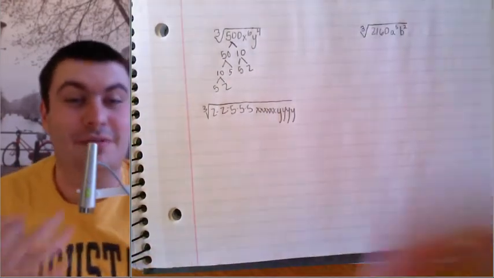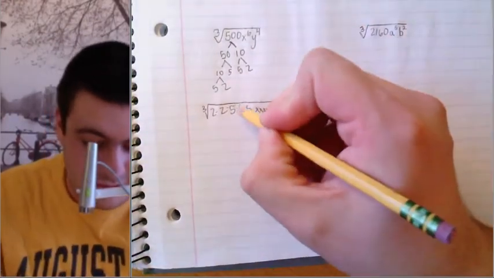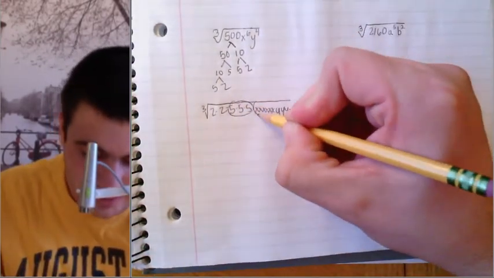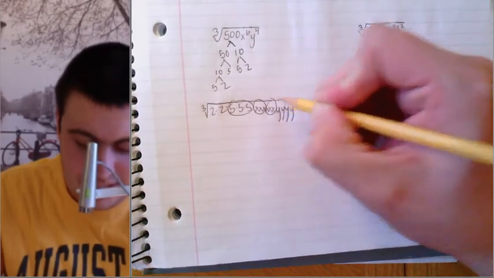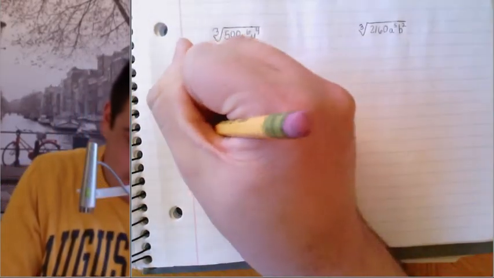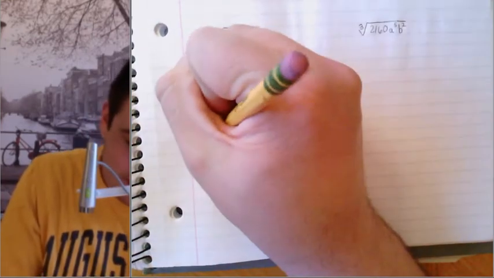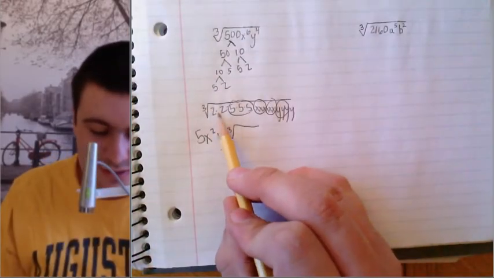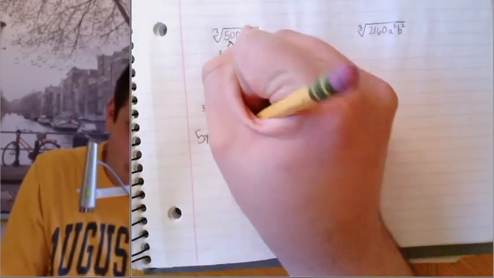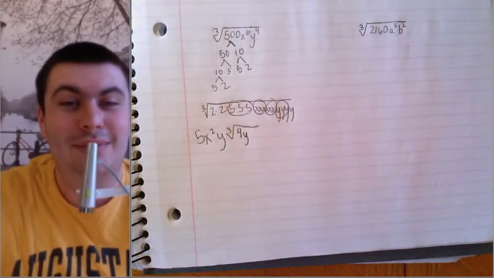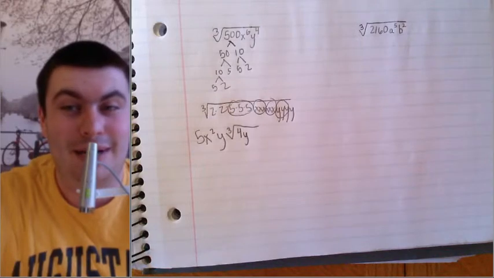So we look for groups of 3 now that we're doing the cube root. We have a group of 3 5's. We have 2 groups of 3 x's and a group of 3 y's. So we're going to say that we have 5 x squared y times the cube root of what's left, so 2 times 2 times y, the cube root of 4y. 5x squared y times the cube root of 4y.